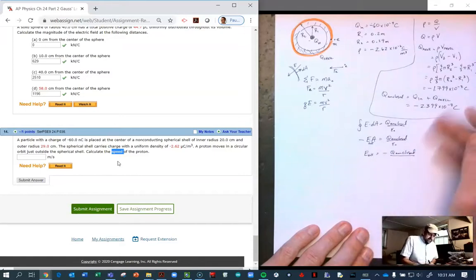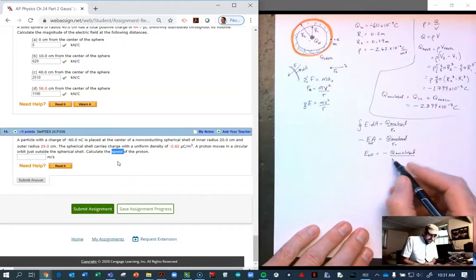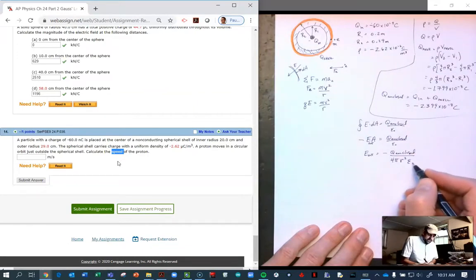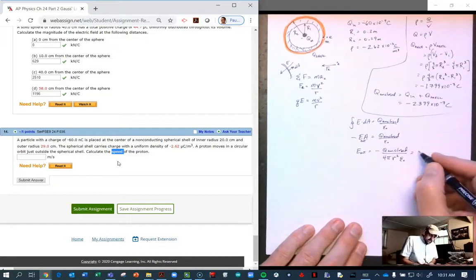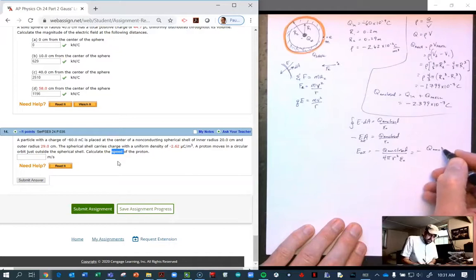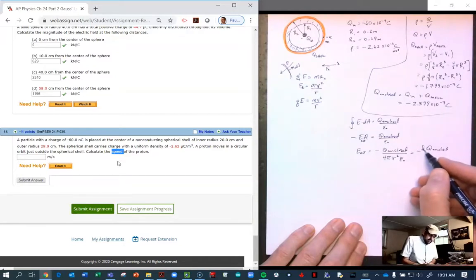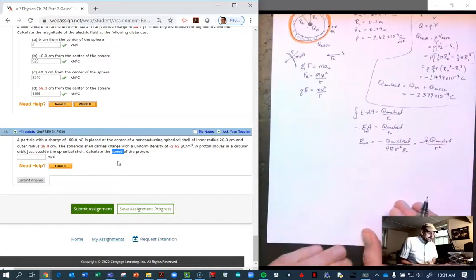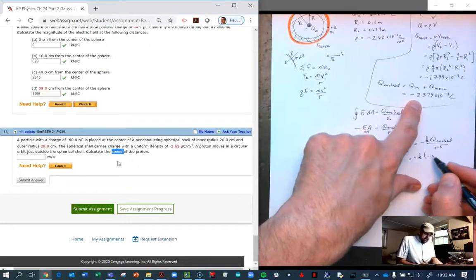The area of our sphere is 4 pi r squared. So 4 pi r squared, and then don't forget the epsilon naught. Okay, but this is minus q enclosed. 4 pi epsilon naught is k, the Coulomb constant, and then 1 over r squared. Okay, and for this problem, Q enclosed, we just calculated that.